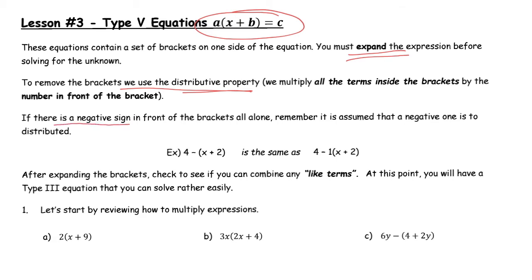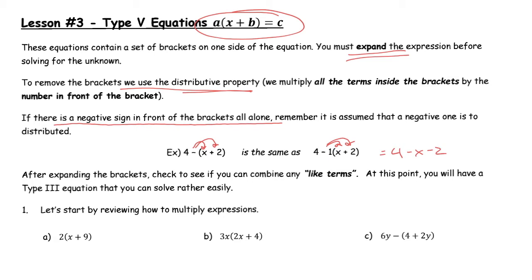Remember, this is important. If there's a negative sign in front of the brackets, that's like a -1, and we still have to distribute it. So that negative gets distributed to both of those terms. Or if you want to think of it as a -1 that gets distributed to both terms, in either case, this becomes 4 minus x minus 2 when you distribute that through.